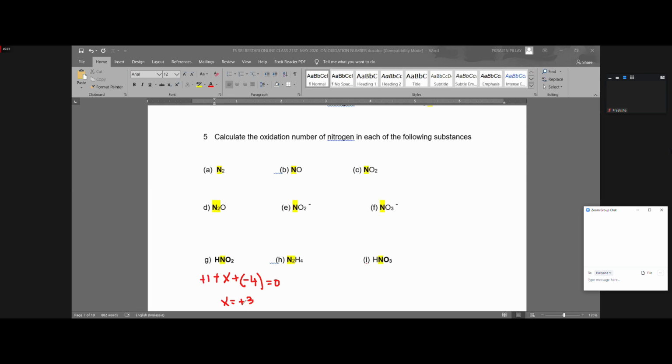This is how we calculate oxidation number. Yongsin, have you got the answer for H here? Have you worked it out? Haven't. Okay, try it now.